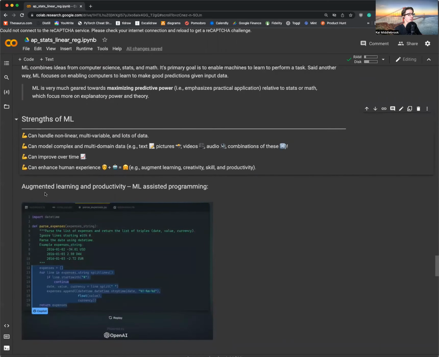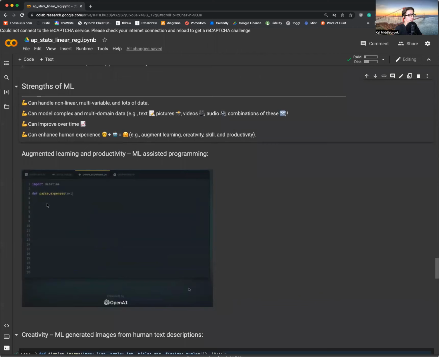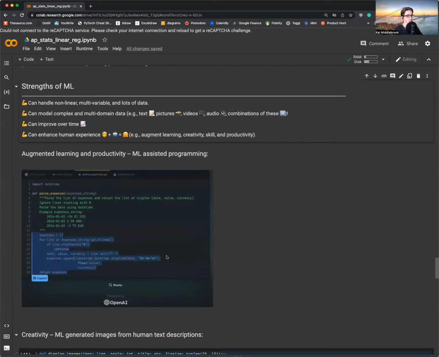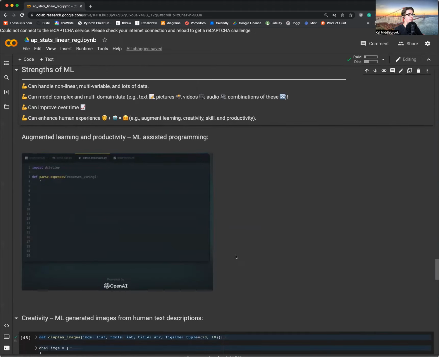Here's one showcasing how machine learning augments learning and productivity, where there's an ML application that assists you in programming. So here, a programmer might not know how to program in this specific language. So what they do is they type out in words what they want the program to achieve. And the machine learning model will read this comment that they typed out and generate code for them, which is pretty incredible and very powerful.